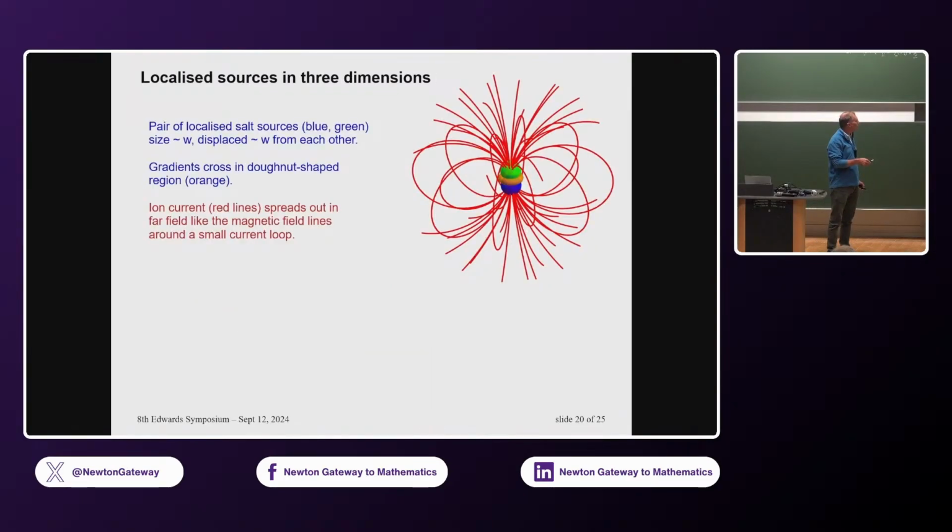And here's the example I showed at the start. So these ion current lines are exactly analogous to the magnetic field lines around a small current loop, which is this circular or donut-shaped region where the gradients overlap. And you can estimate the strength here. So the dipole strength in the Nernst-Planck analog should scale as the square of the size of the salt sources, assuming there's essentially only one length scale in this. So the electric field should be proportional to K over E, because that sets the overall scale, this length scale squared, and it falls off as 1 over R cubed.